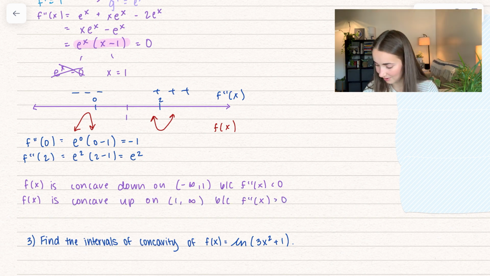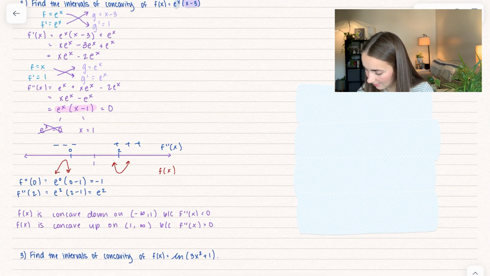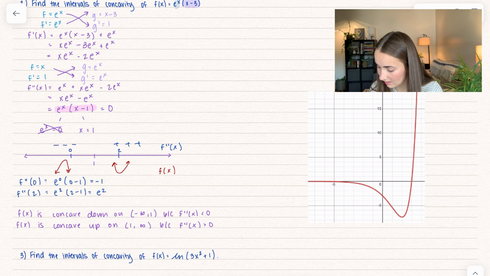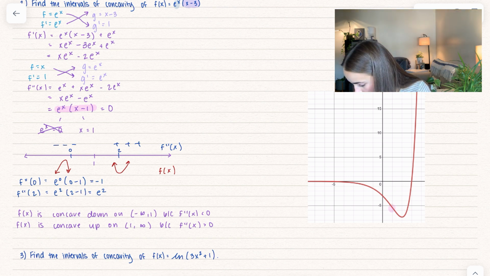Okay, let's compare this with our actual function. So I'll zoom out, I have it right here. And first, let's go ahead and look at our inflection points. So our only inflection point was at x equals 1, which is right here.